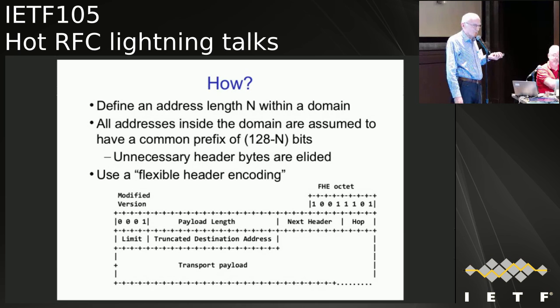How? You define an address length n within a domain. All addresses within the domain are assumed to have a prefix in front of that of 128 minus n bits. And there's lots of bytes in the headers that you can get rid of if you think about it. And we use a flexible header encoding octet to tell the lowest layer of software how the header has been encoded. So you might end up with a complete IPv6 header that consists of payload length, next header, hop limit, and the truncated destination address, because it turns out in the right conditions, all the other bits and pieces in the header aren't actually any use. And those are the bits that you expect this constrained router to look at.